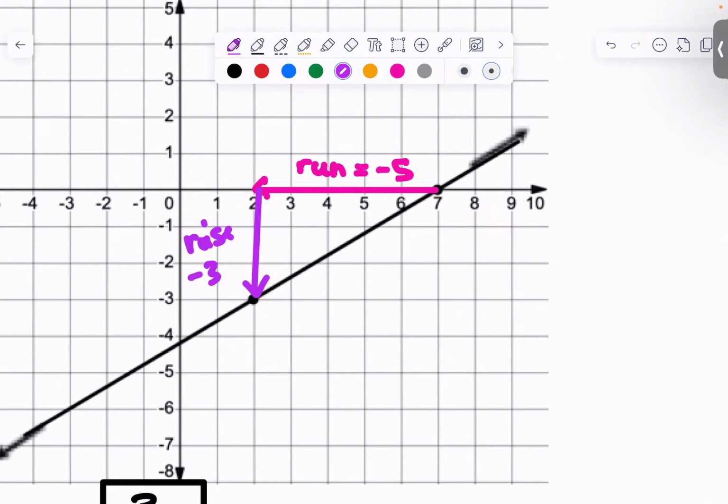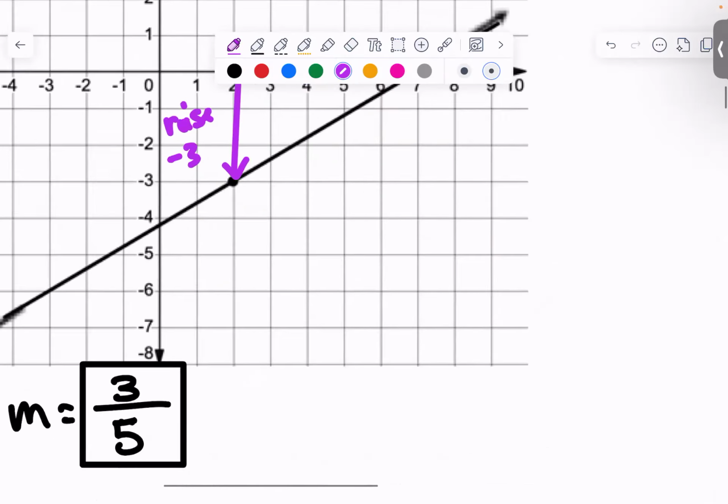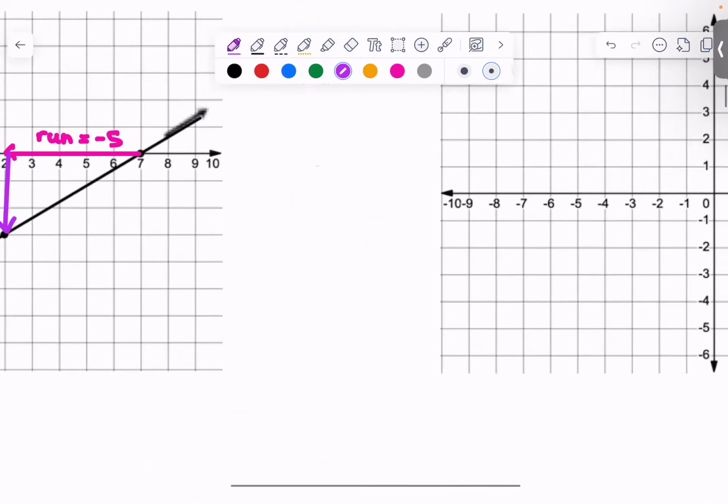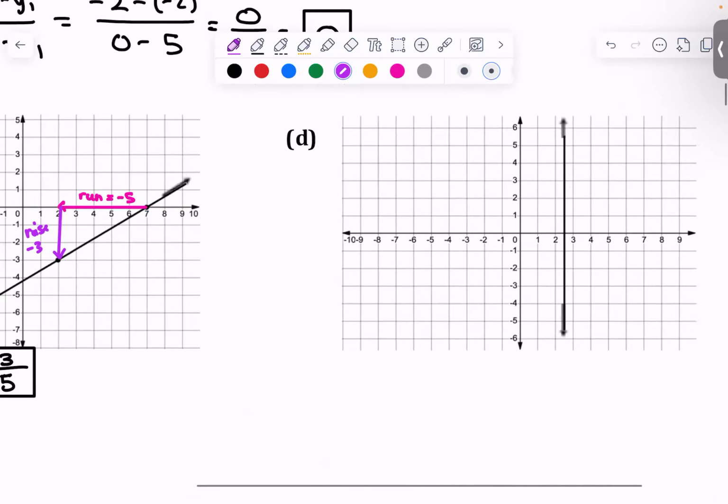A -3 divided by a -5, the negatives cancel, leading to a final result of 3/5. So it doesn't matter which one you do, just as long as you remember going right means a positive run, left means a negative run, up means a positive rise, down means a negative rise. All right. Any questions on those?